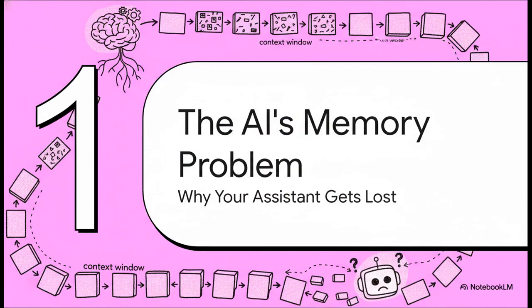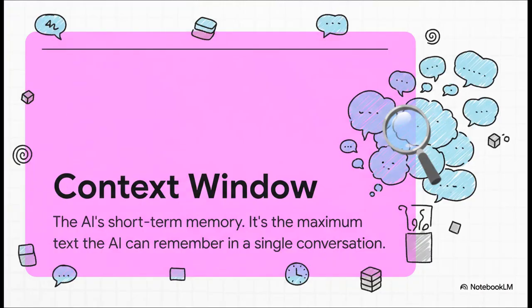You see, the root of this whole problem comes down to a core technical limitation, something that's running the show behind the scenes of every single interaction you have with the AI. It's called the context window, and really understanding this is the absolute first step to mastering your assistant. So think of the context window as basically the AI's short-term memory. The key thing to remember is it's not infinite. As you can see here, it's the maximum amount of text, and that includes both what you type and what it writes back, that the AI can hold in its head in a single conversation.